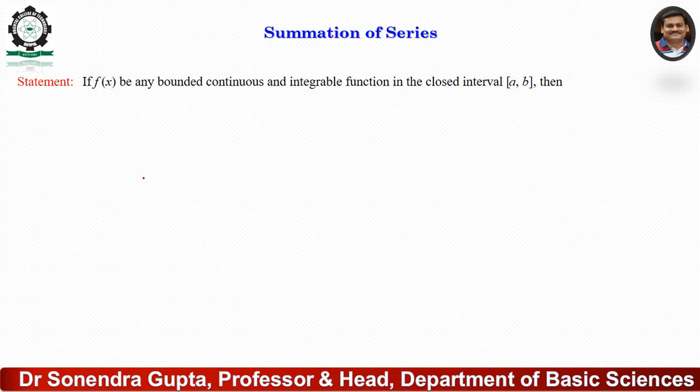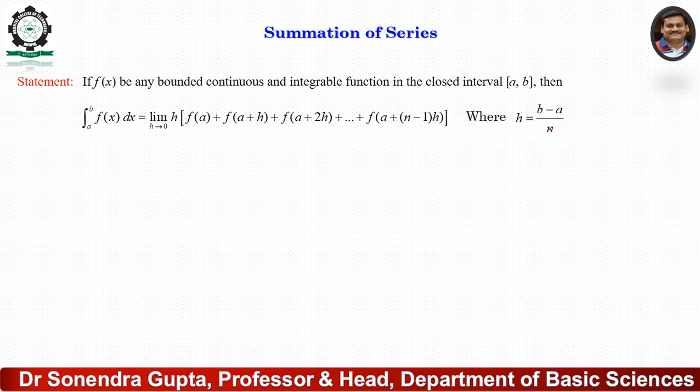As you know, if f of x is any bounded and continuous integrable function in the closed interval [a, b], then the integral from a to b of f of x dx equals the limit as h tends to 0 of h times [f of a plus f of a plus h plus f of a plus 2h, up to f of a plus (n minus 1)h], where h equals (b minus a) upon n, or we can say nh equals b minus a. Now the above expression can be written in this form.